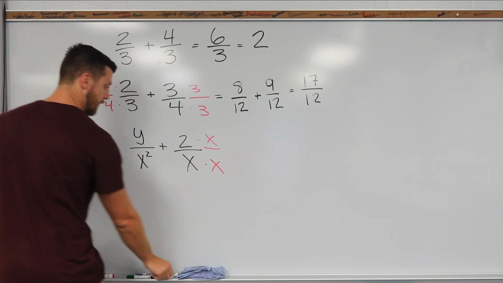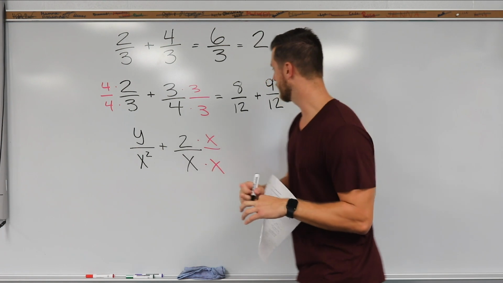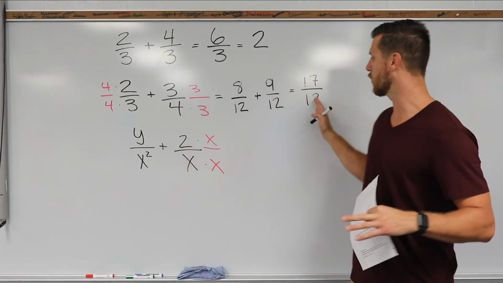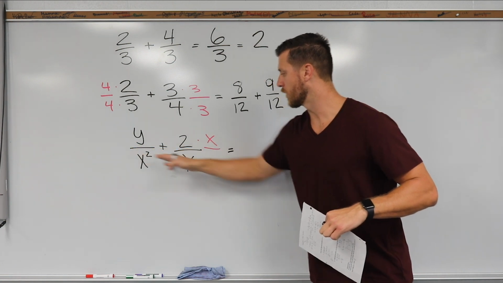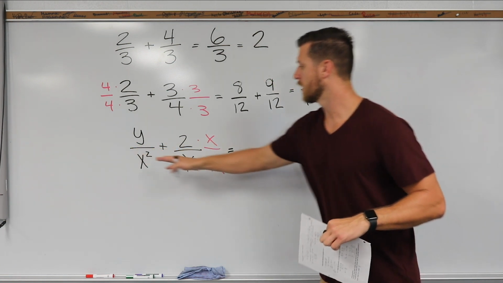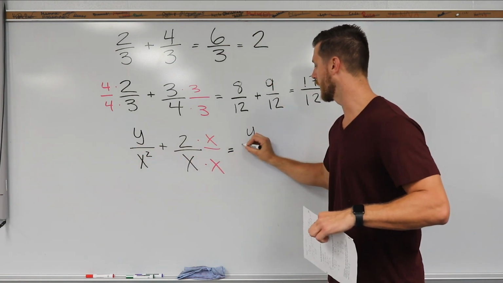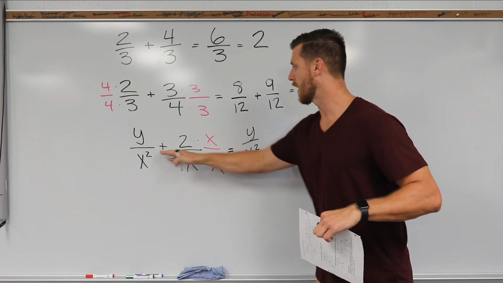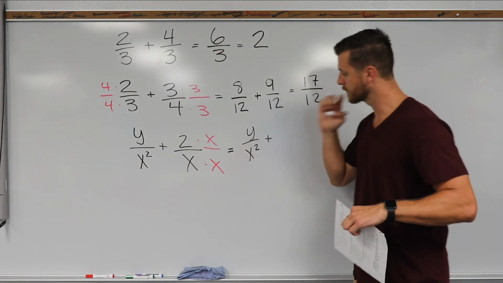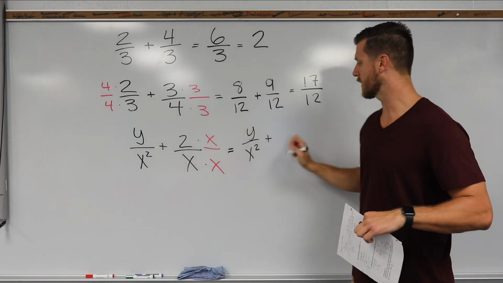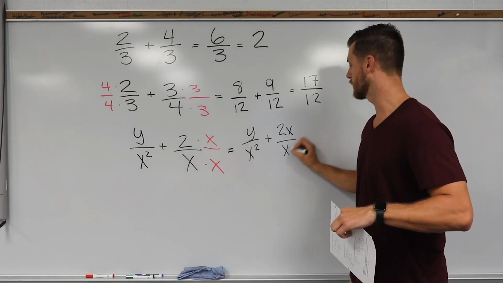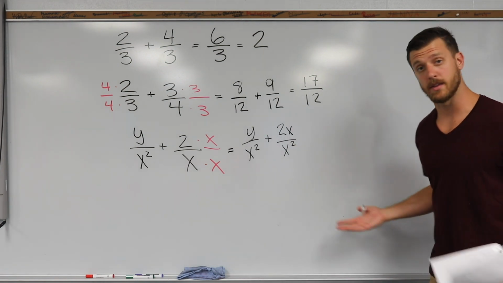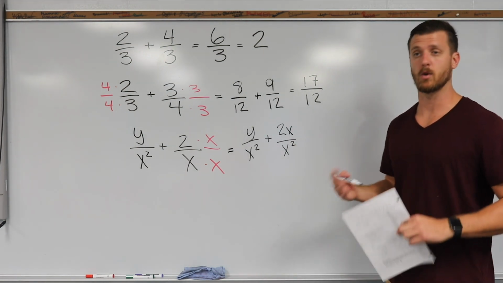So now let's simplify this part and see if we can add stuff together and get to a single rational expression. Well, we know it's going to be y over x squared. That hasn't changed. Adding. Okay, plus. Well, 2 times x is 2x. X times x is x squared. Now you can add these together to get a single rational expression.